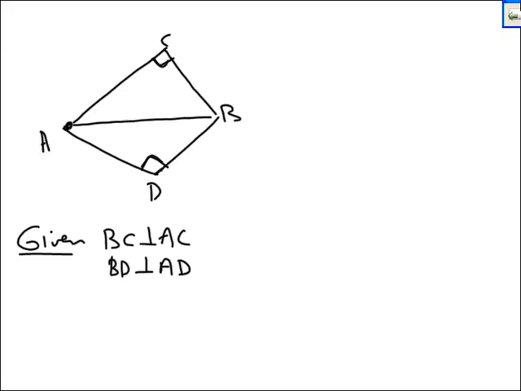Okay, so let's even not state it to start with. It's not part of the given. And we know we also are given that AC and AD are the same ones. And we want to prove that line segment AB bisects angle CAD.